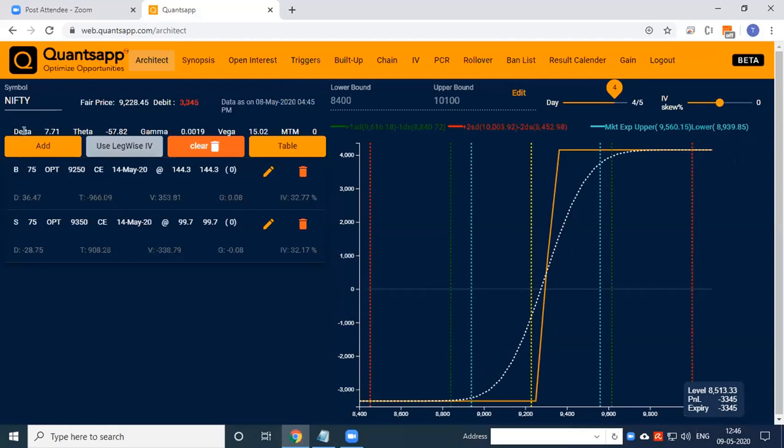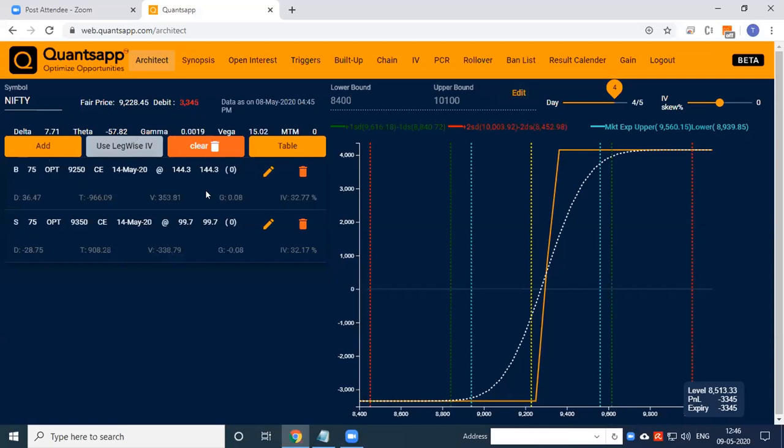So your positional Greeks are like, delta is 7.71, which means that if the underlying moves by 1 rupee, your option will make a profit of 7.71. The theta is minus 57.82. Okay, so that means you will lose out that much amount of money. Your gamma is 0.019, so it will impact the delta in so much quantum. So this way you can look at the position level Greeks and come to know.